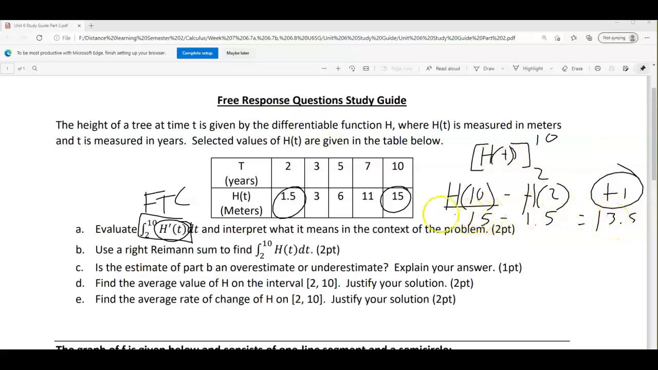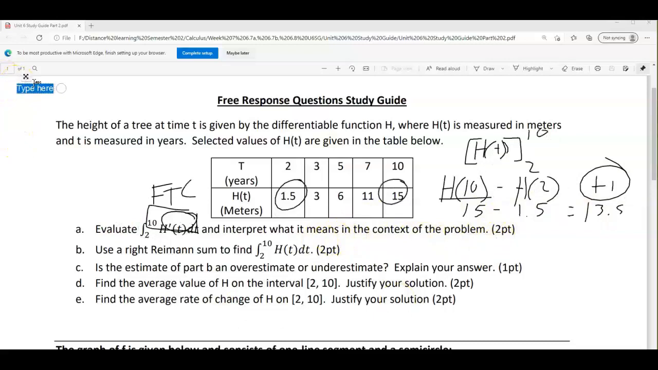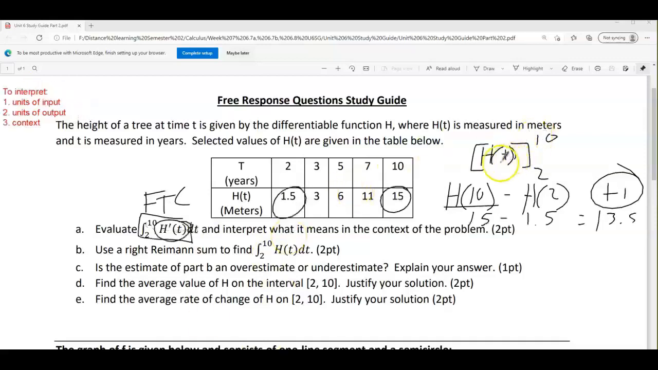Now, what does it mean to interpret? Well, to interpret, you need to do three things. You need to use the units of the input. You need to include the units of the output. And then you need to include the context. In other words, your explanation should have something to do with this story problem about a tree and its height and the years, right? So the input variable, t, is time, and that's years.